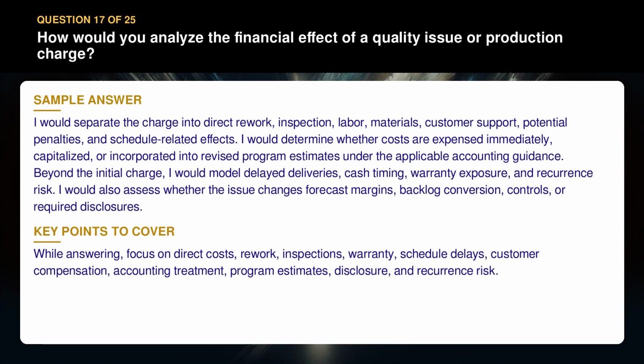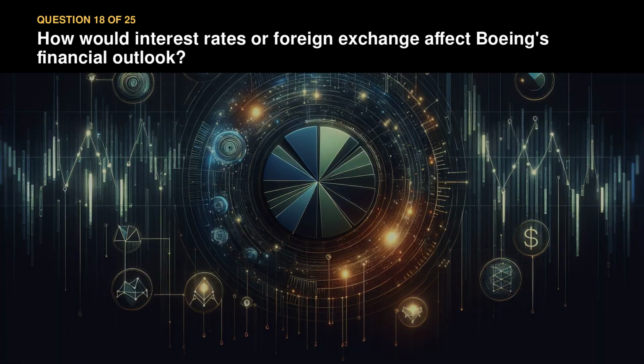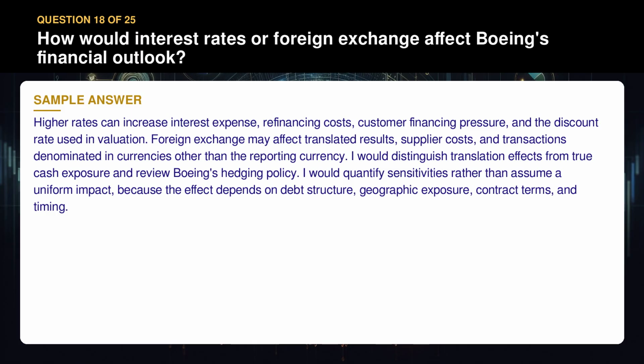While answering, focus on direct costs, rework, inspections, warranty, schedule delays, customer compensation, accounting treatment, program estimates, disclosure, and recurrence risk. Question 18. How would interest rates or foreign exchange affect Boeing's financial outlook? Higher rates can increase interest expense, refinancing costs, customer financing pressure, and the discount rate used in valuation. Foreign exchange may affect translated results, supplier costs, and transactions denominated in currencies other than the reporting currency.